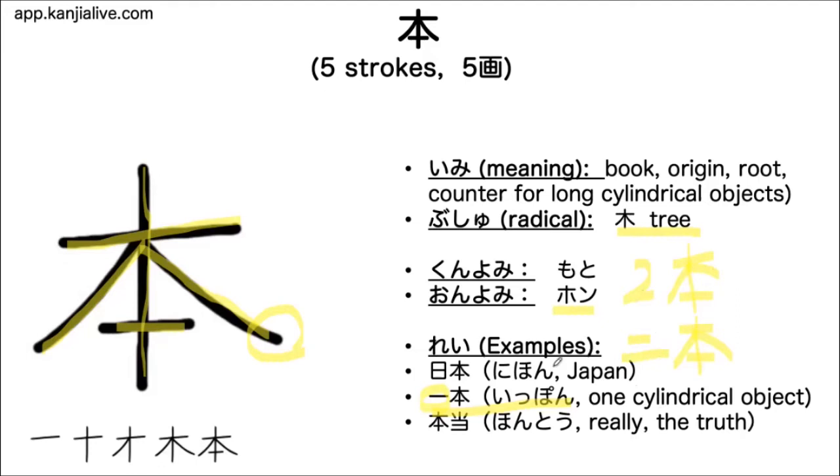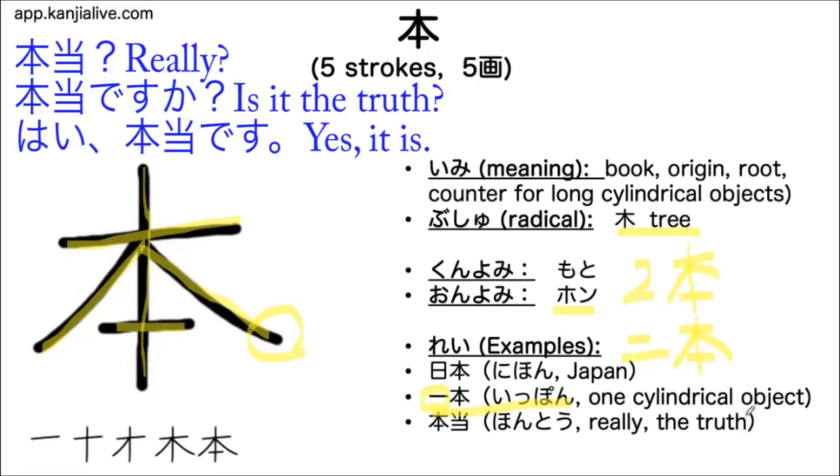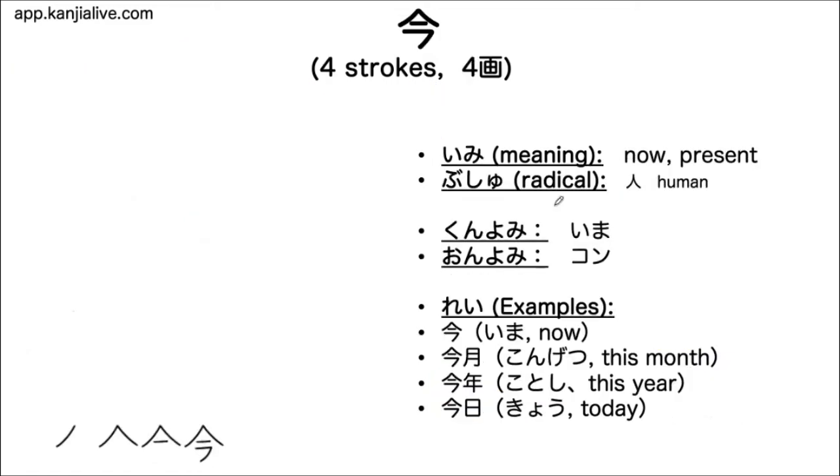Okay. The last example is honto, 本当. If you have rising intonation, honto, like really? And also the truth, the noun, right? Honto, truth. So is it the truth? 本当ですか? And you can say, yes, it is truth. はい、本当です。Okay, next one.